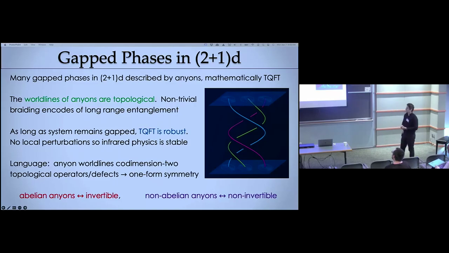And it will be useful for us to introduce some language for this. At first, this will just seem like language. So the anyon world lines are codimension 2 topological operators, defects. So they're, in modern language, some kind of one-form symmetry. And the abelian anyons are what we would normally talk about as the abelian one-form symmetry. That's common even outside of topological phases. And then more interesting for us will be the non-abelian anyons, which are something like a non-invertible one-form symmetry.